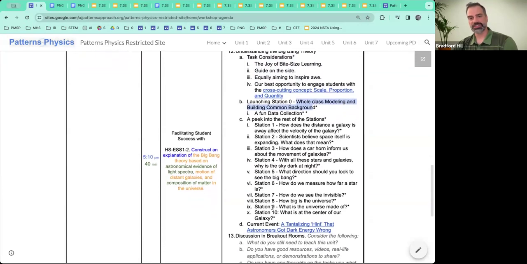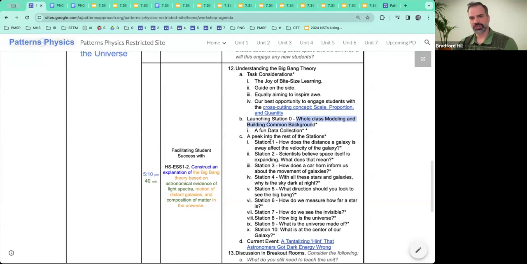And then there's really 10 stations, and it takes 2 days to get through. They'll only get through 5 stations or so a day, roughly 5, because there is some whole class stuff, but that's the joy of bite-sized learning, that they're going through the stations, which also additionally allows you to be the guide on the side. Those stations are largely self-sufficient. People have used this on a sub day.